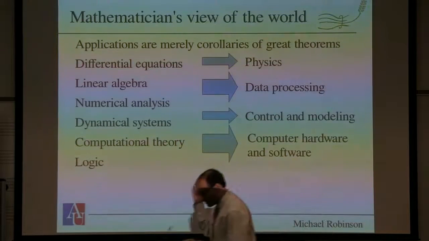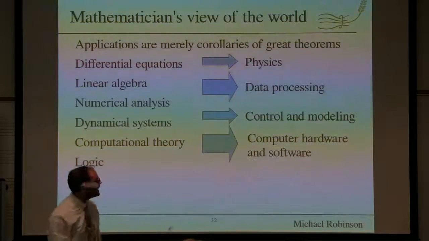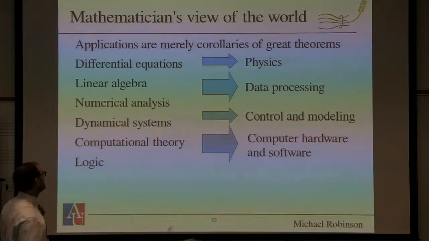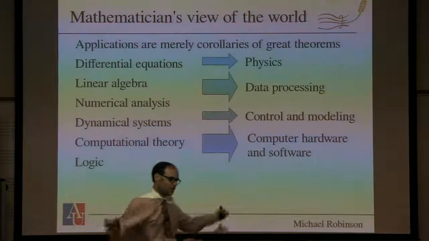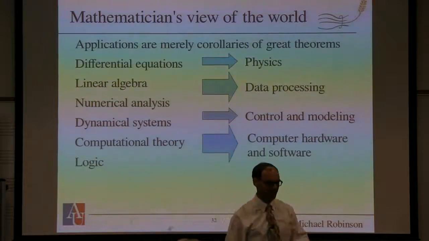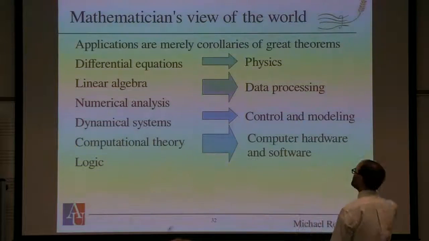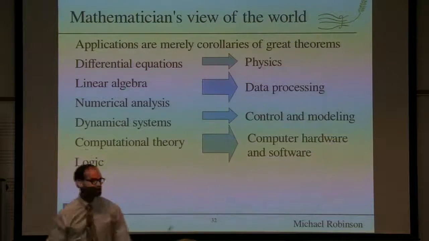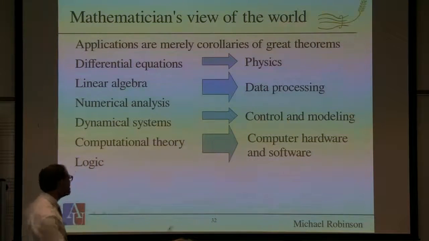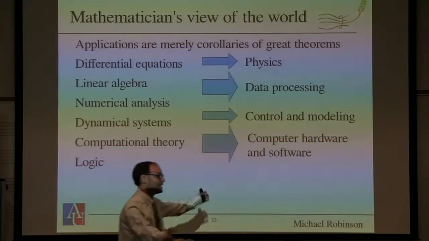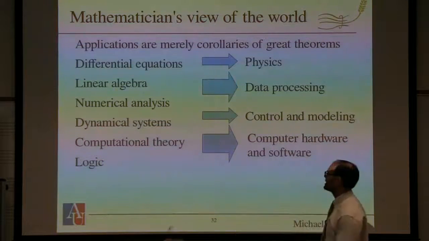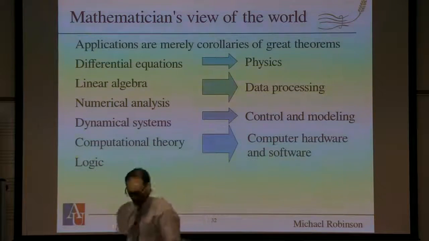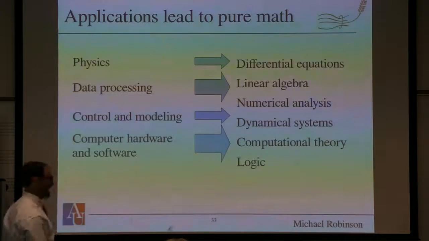And speaking as a mathematician, what we tend to think is, well, we are the center of the universe. We are the queen of the sciences, after all. Applications are merely corollaries of the great theorems that we all know and love. For instance, we know lots about differential equations. That, of course, has led to theoretical physics. We know lots about linear algebra. That's telling us all sorts of things about data processing. We know lots about dynamical systems. That led to control theory, right? And computational theory. Yes, we did that so that we could build computers, right? Well, no, not really. It really goes more like this.